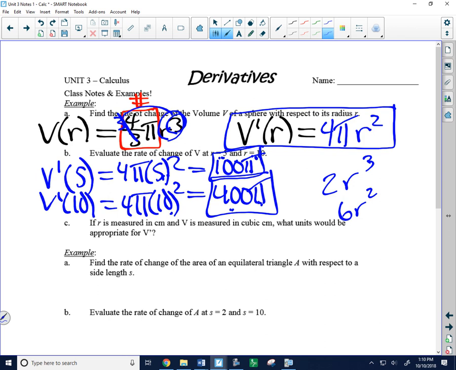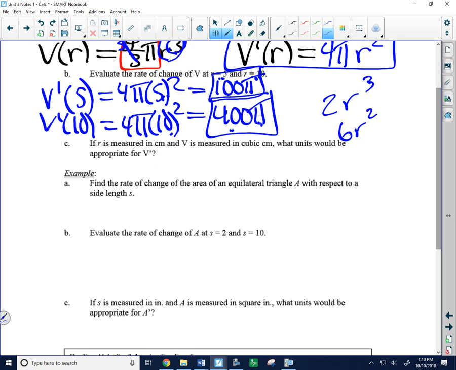Okay, I'm going to skip C, because I went a little long earlier, so I want to make sure I get to the next couple. Done for that one? Start with the formula and go from there. Let's do one more. Now this one: the rate of change of the area of an equilateral triangle with respect to a side length S. Okay, now area of a triangle, you guys probably know that one. Anybody? No, you know this one. Area of a triangle.